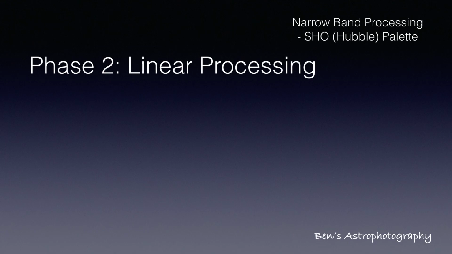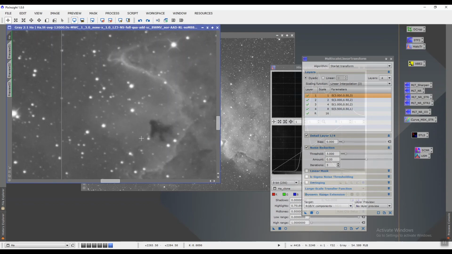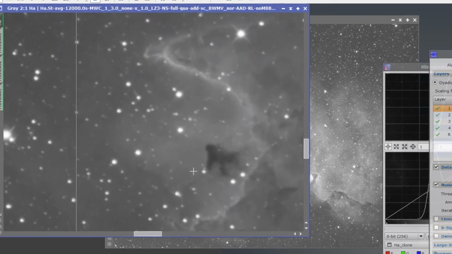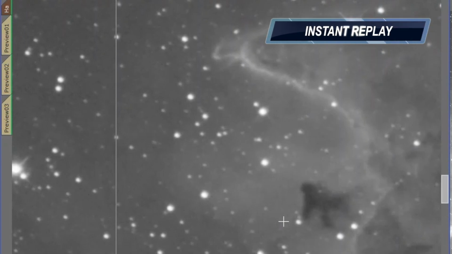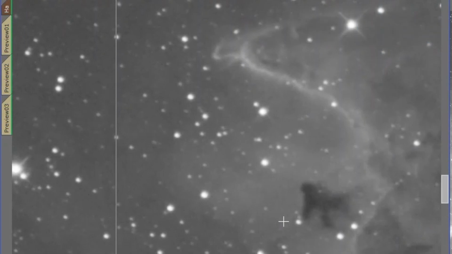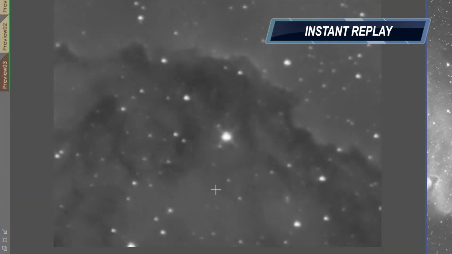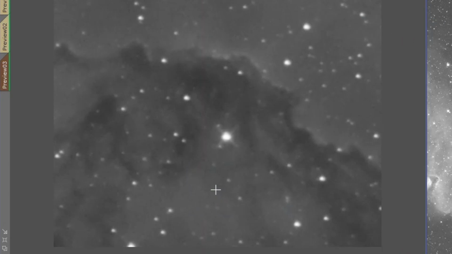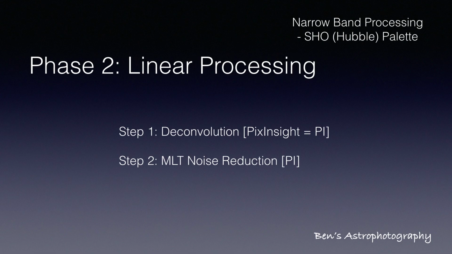Let's wrap up. For this number 2 linear phase, there are only 2 steps: deconvolution and MLT noise reduction. Let me use Ctrl+Z to go back 2 steps. Now I'm bringing in deconvolution. The stars get shrunk and the nebulosities sharpened. Then this is MLT noise reduction. I'm bringing it back. It's subtle, but on the dark parts of the image, noise really gets reduced. Now we are done with phase 2.